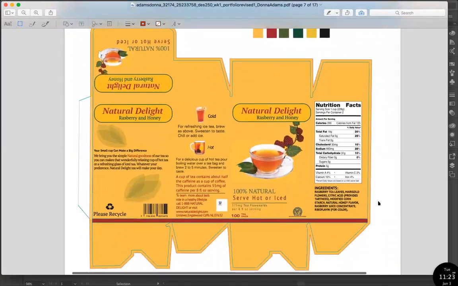All right, moving on to this one here. So this has got a nice fun look to it, nice and bright.